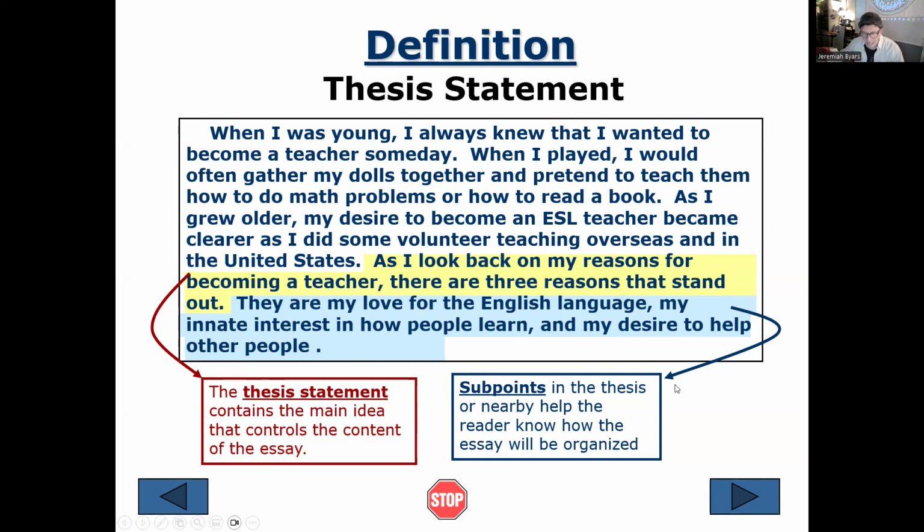And again, this is for academic writing. Okay. You open up a Vanity Fair, okay, Rolling Stone, The Atlantic, and people are not using thesis statements in their articles, okay, because that's professional writing. This is academic writing. This is not creative writing, okay?